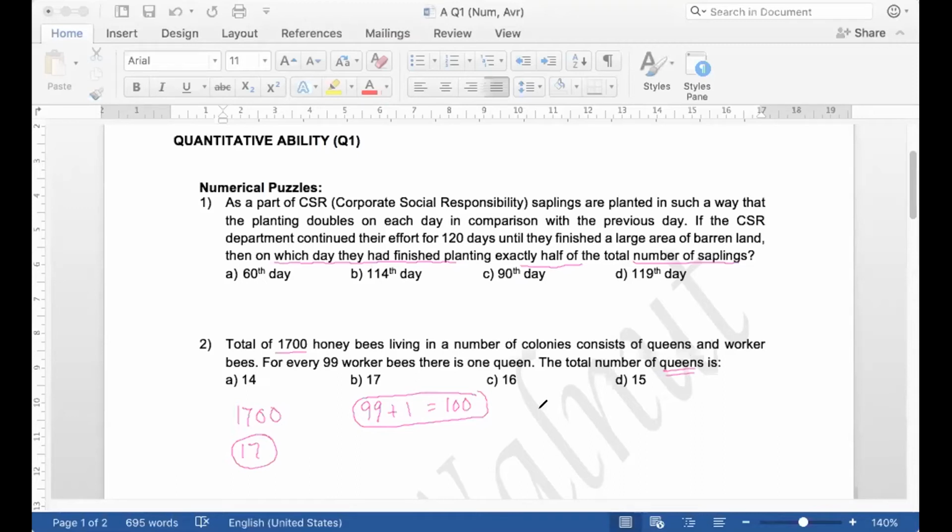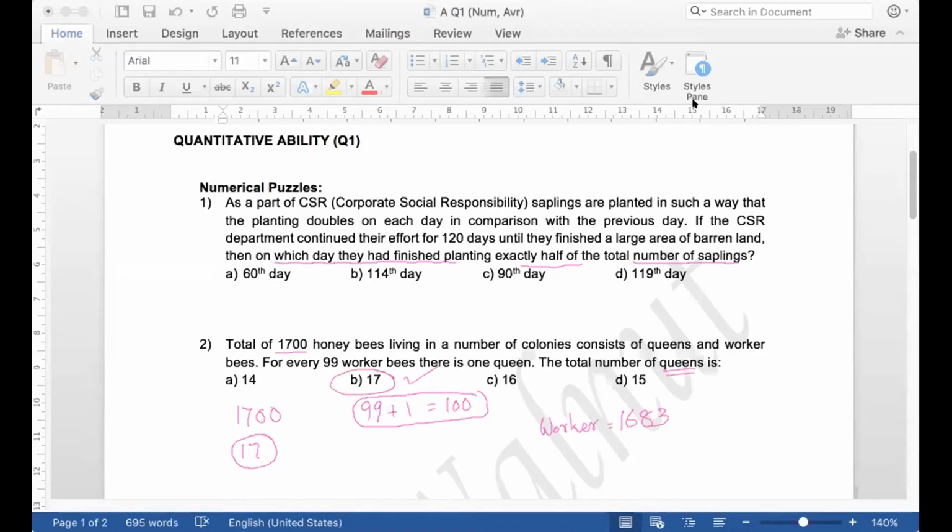Sometimes they may ask the question the other way. How many worker bees are there? So total is 1,700, right? How many queens? 17. So total 1,700 minus 17. So what is it? 1,683. That's the answer. So if they ask you the question, how many worker bees are there, in this case the answer is 1,683.